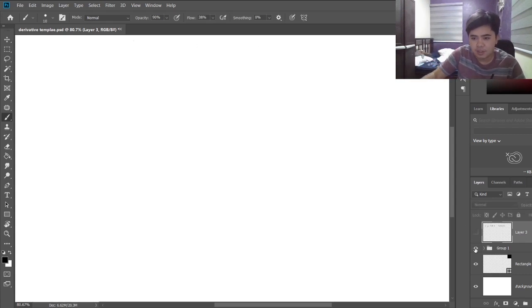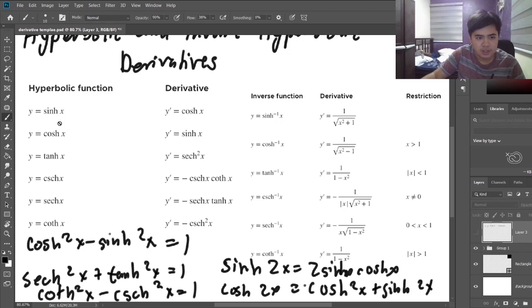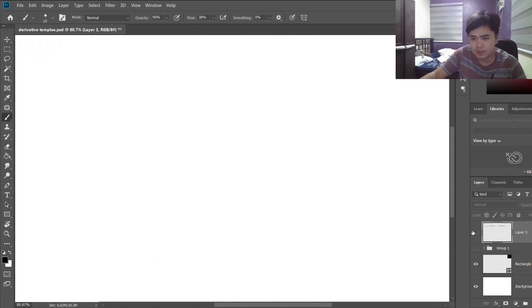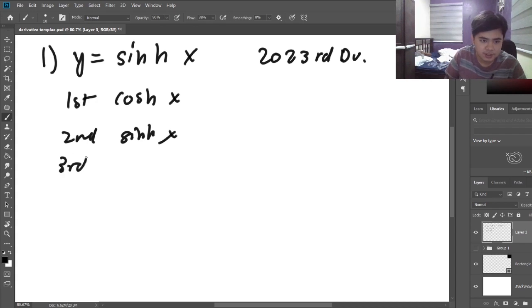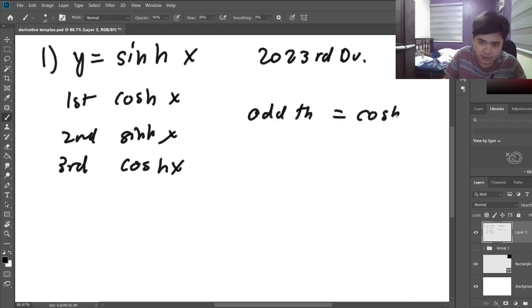But as we discussed earlier, as we saw here, sinh of x, this derivative is cosh. For cosh, its derivative is sinh. So it just goes back and forth. So we just need to know if the 2023rd derivative is sinh or cosh. For sinh, the first derivative is cosh, and then the second derivative is sinh. The third derivative is cosh again. So there's a pattern here. Odd numbers, that is equal to cosh of x. Even numbers, even derivatives, is equal to sinh of x.